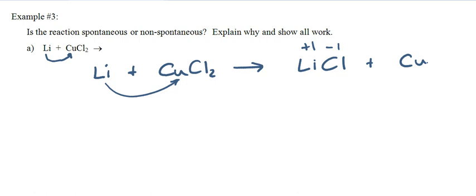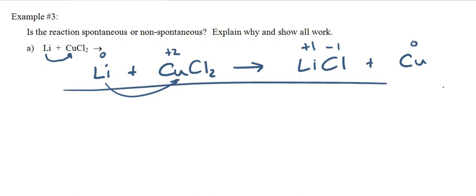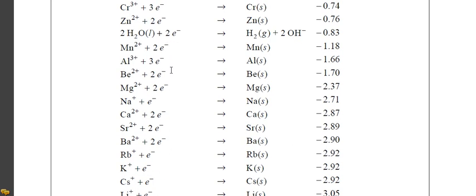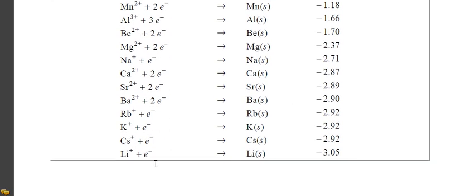So what we need to do is, first thing, let's find out the charges for each of these. Well, lithium by itself has no charge. Copper in this example has a +2 charge when it's hooked up with the chlorine, and the copper over here has no charge. So let's do the half reactions and do a voltage calculation. So let's start off with the lithium. Lithium, no charge, going to lithium +1 and losing 1 electron. Go to your standard reduction potential sheet, and lithium is near the bottom here. So lithium, when it is reduced, has a -3.05 voltage.